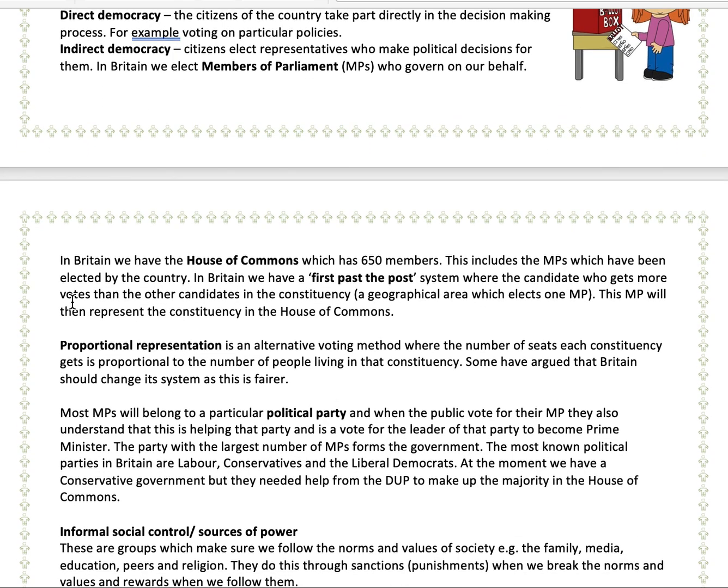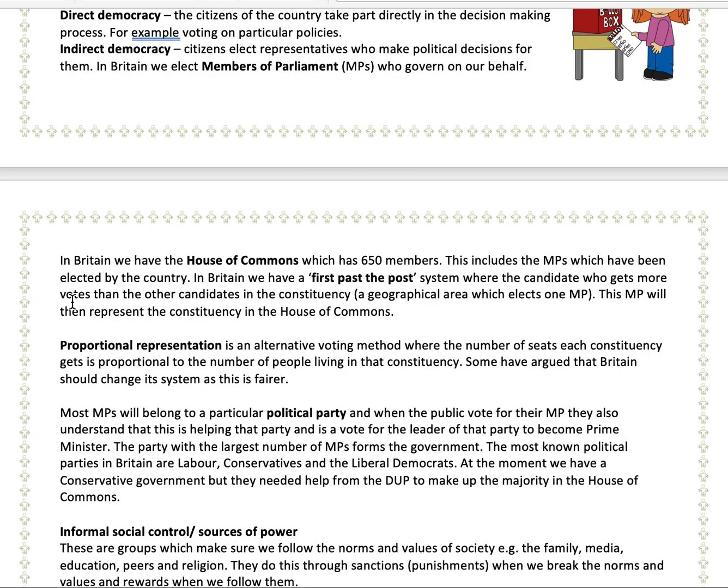And there are two types of democracy, so direct democracy and indirect. So direct ways of participating in democracy are doing something like voting on a particular policy. So Brexit, the referendum, those kind of things are when we've made a kind of direct contribution to democracy. Indirect is when we elect somebody to make decisions on our behalf. So we've chosen that person and then they would make a decision for us.